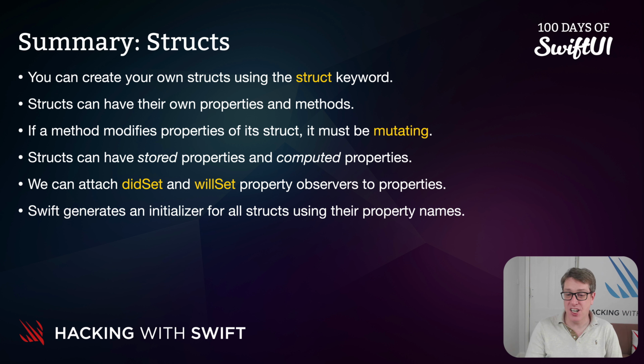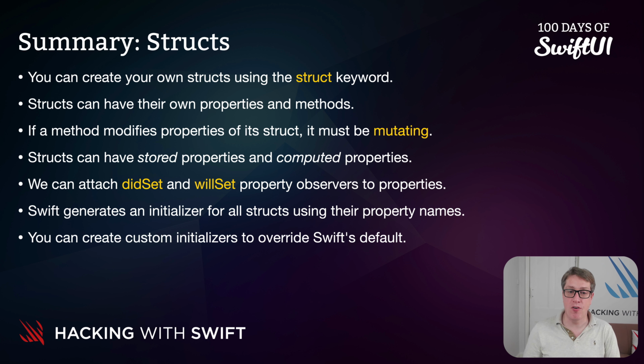Third, initializers are a bit like specialized functions, and Swift makes one for all our structs by default using their property names. You can, if you want to, override that, add your own custom initializer, but you must always make sure that every property has an initial value before the initializer ends and before we call another method.